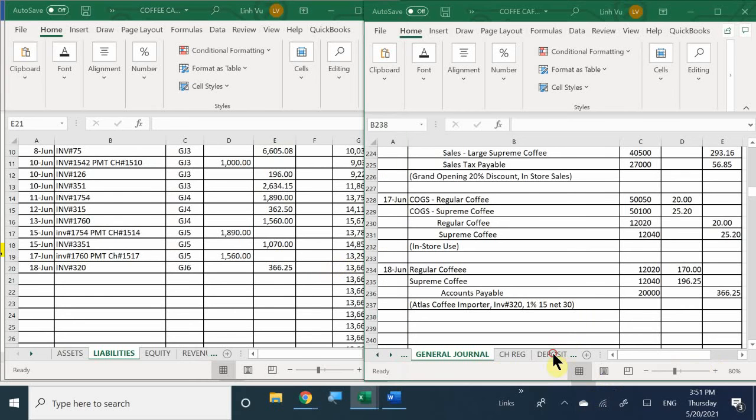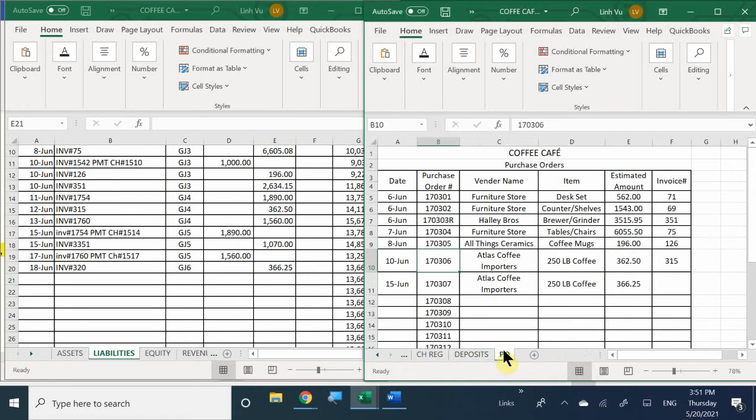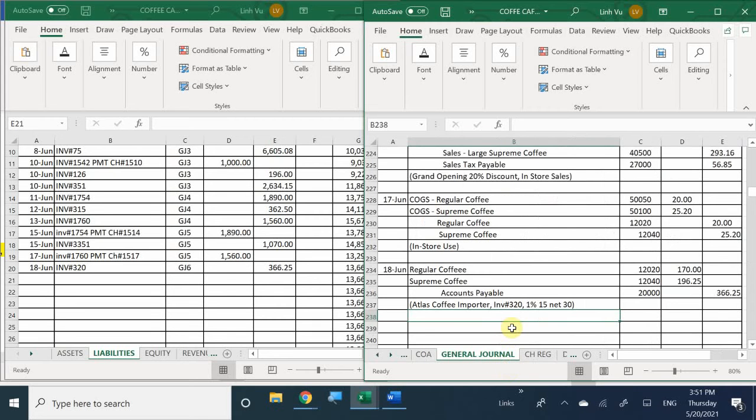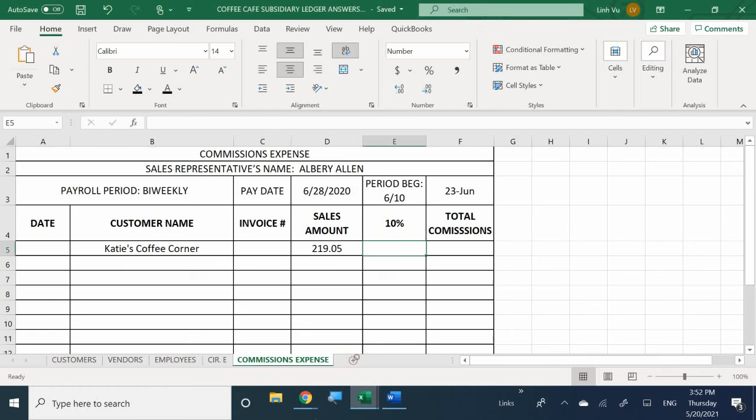So let's take that quick second to update our purchase orders. Here we finally received our 250 pounds of coffee for 366.25 with invoice number 320. Okay, and I'm going to go back to the journal real quick. So now that we completed our journal and our ledger, we can update our subsidiary ledger, because now we received a bill and we know what the terms are, so we have to enter that information into our subsidiary ledger.